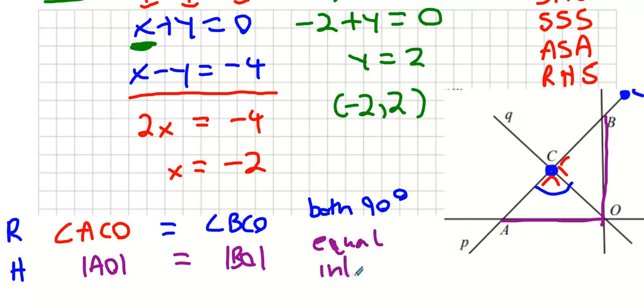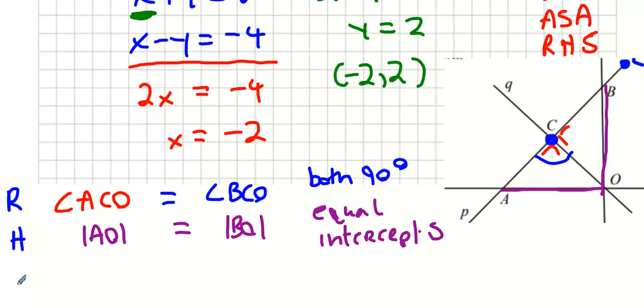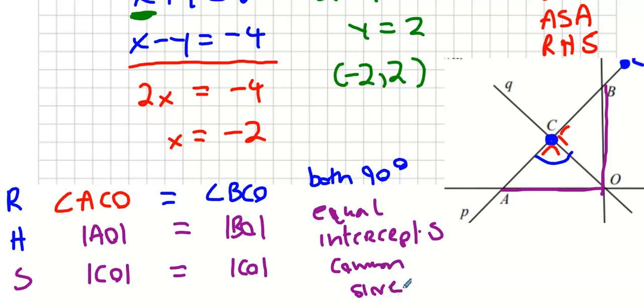If you're completely lost, don't worry. Is everybody completely lost in this section? Is there one side left that we can say is the same? Is there a common side in both triangles? What do you reckon? CO and CO again. Common side. All right.